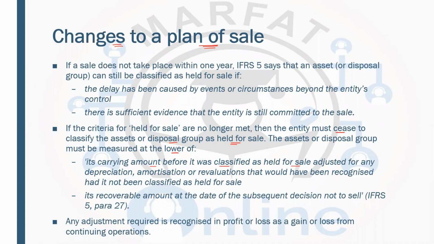That simply means, if this asset was not classified as held for sale, what would be the carrying value? That carrying value, and its recoverable amount at the date of the subsequent decision not to sell. That means you're going to compare the carrying value had the asset not been classified as held for sale. Say, for example, it was a duration of 12 months and you have not charged depreciation. So charge it and then calculate the value had the asset not been classified as held for sale, and compare it with the recoverable amount at the date of the subsequent decision not to sell. Whichever is lower, it should be recorded at that amount.